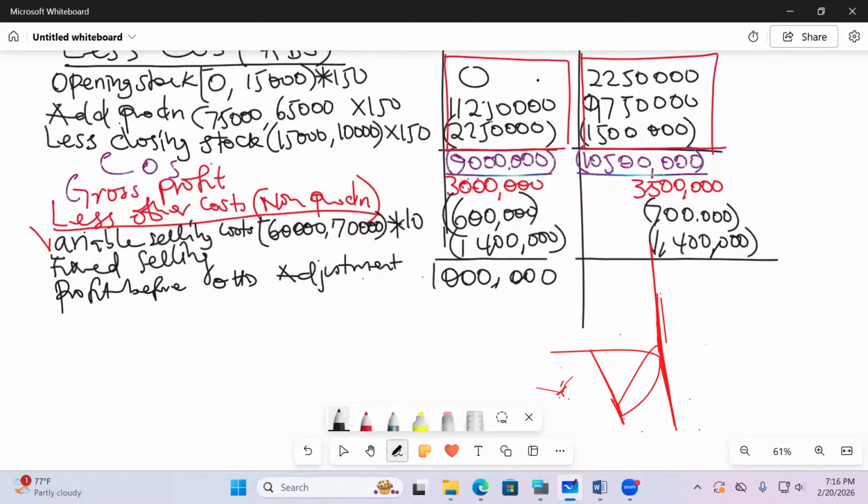How about this one here? 1.4 million. Thank you. So from there now we'll be able to capture what we call over or under absorbed overhead, isn't it? So we have here over or under absorbed overhead. And remember, it's not just any overhead, but production.